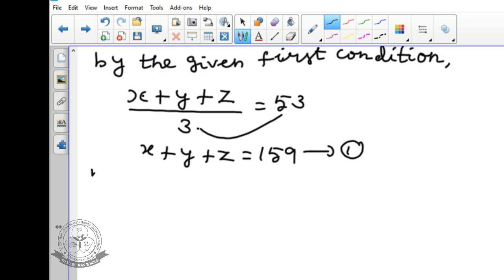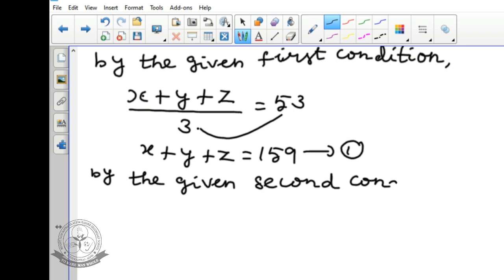By the given second condition, what is our second condition?